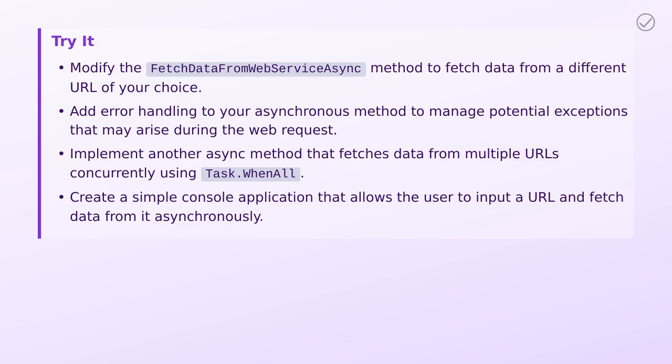Go ahead and work through this exercise. First, modify the FetchDataFromWebServiceAsync method to fetch data from a different URL of your choice. Also, add error handling to your asynchronous method to manage potential exceptions that may arise during the web request. Also, implement another async method that fetches data from multiple URLs concurrently using Task.WhenAll. Finally, create a simple console application that allows the user to input a URL and fetch data from it asynchronously.